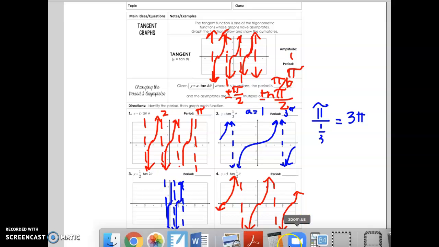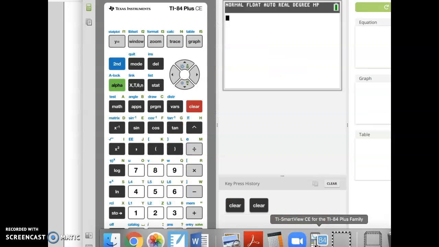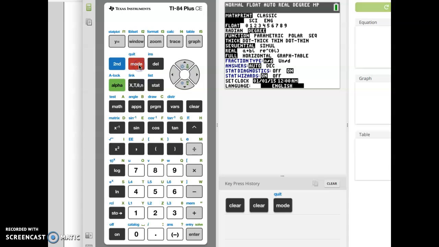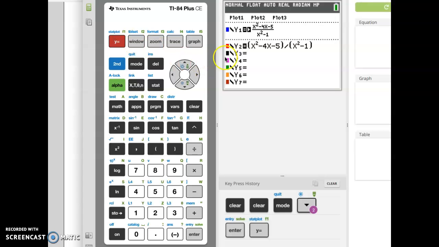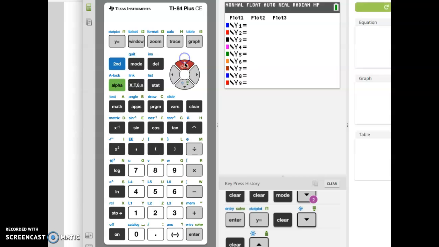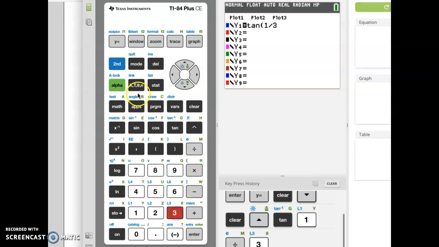I want to just pause for a minute and go to the calculator. Last week I was talking about mode. Right now you can see my mode is in degree. So I'm going to arrow down to radian, and hit enter. Now that I'm in radian form, if I go to y equals and clear these out, I can type in here my tangent function. So I can say tangent of 1 divided by 3 times x. And it's fine if I use x, even though it says theta on the paper.